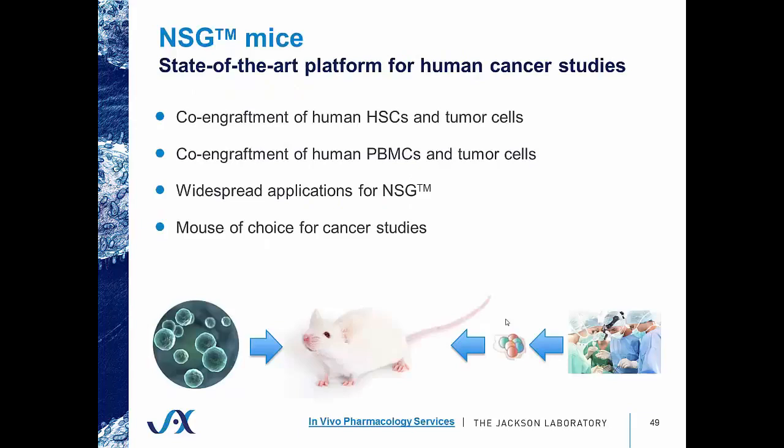So what I've shown you today is that NSG mice are the state-of-the-art platform that can be used for your human cancer studies because they support the engraftment of human immune cells and tumor cells. They also support the co-engraftment of human peripheral blood mononuclear cells and tumor cells. Also, there are widespread applications that can be and have been used for the NSG platform. And then finally, they should be your mouse of choice for cancer studies.